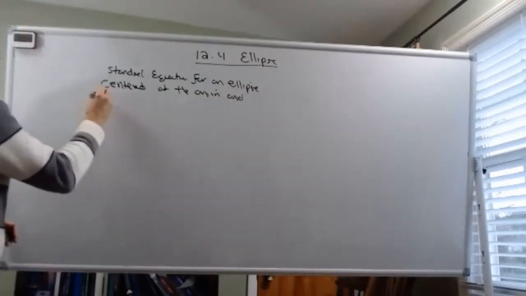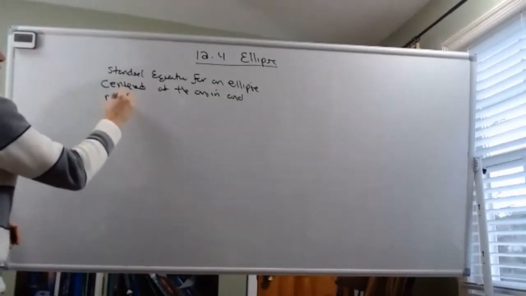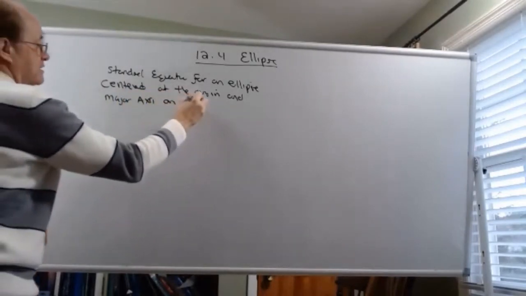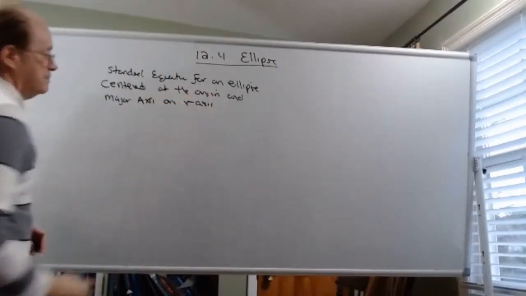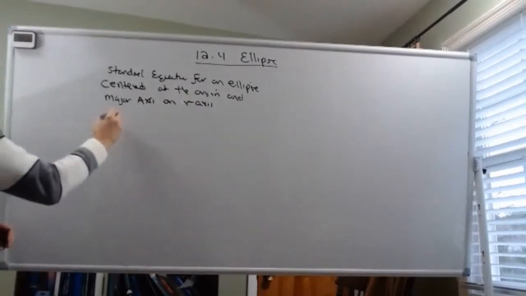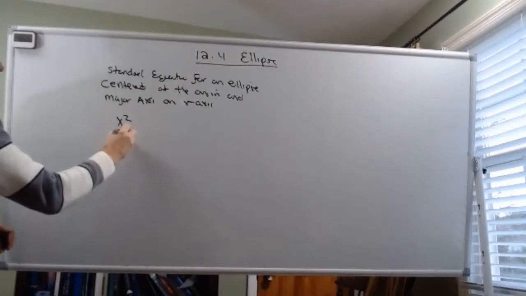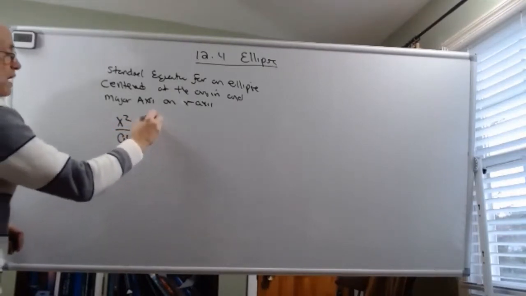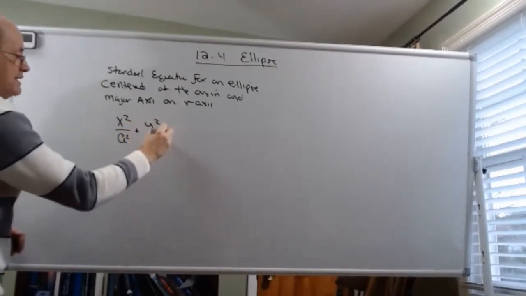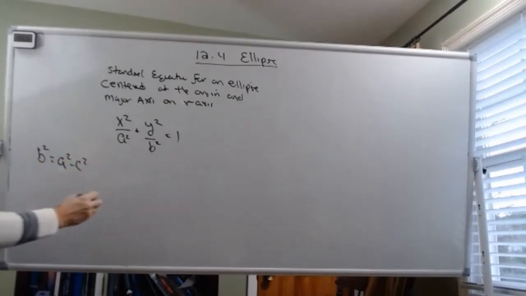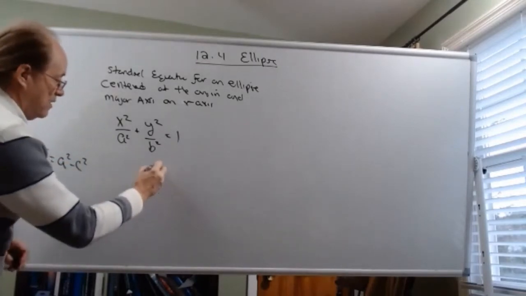And major axis along the x-axis. Major axis on the x-axis. Now, it looks like this. I have my x squared over a squared plus my y squared over b squared is equal to 1, where b squared is smaller than a. It's a squared minus c squared. And here we're centered at the origin.